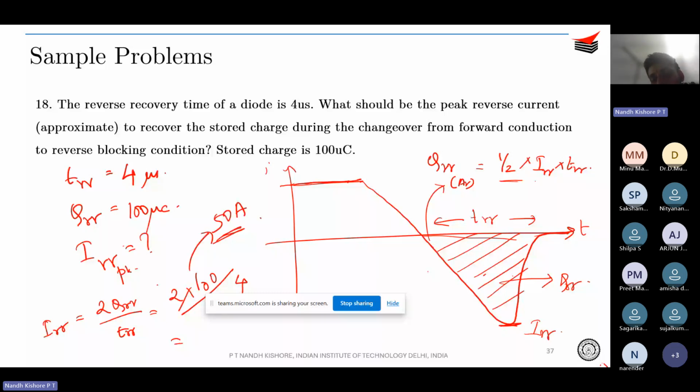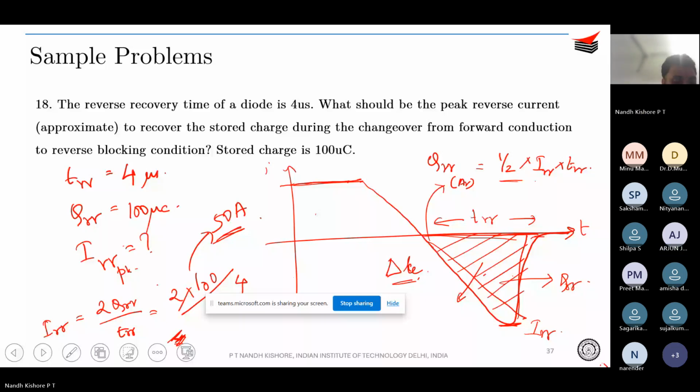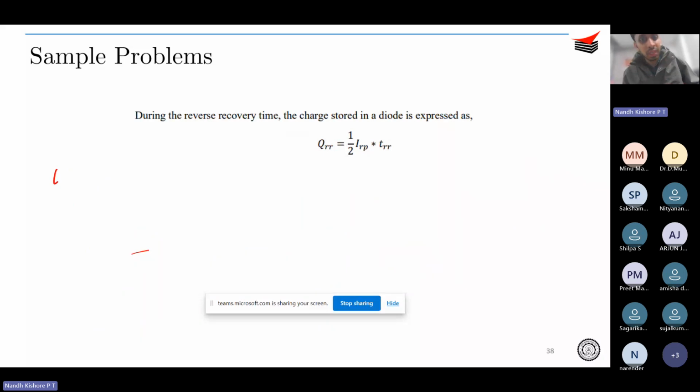We assume that this is a triangle. Okay, so the area is basically half into base into height, right? So I think this is a simple problem. 50 amperes, right? Yeah, same thing is being repeated over here. So we'll go on to the next question.